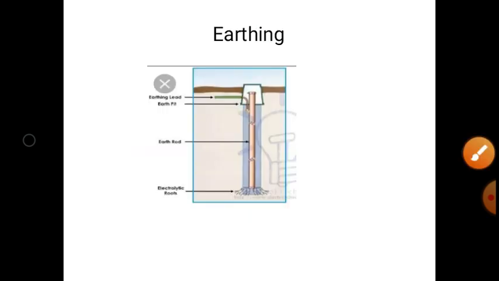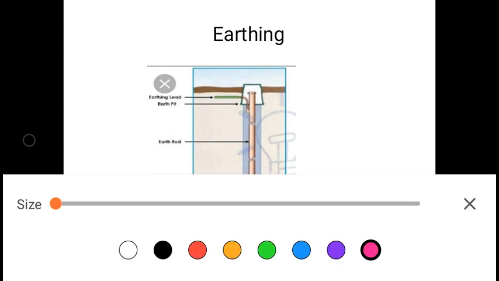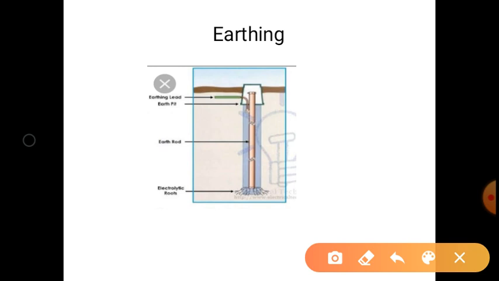So moving to the next concept, it is earthing. All of you might know the meaning of earthing or grounding. The meaning of earthing is connecting the metal body of an appliance to the earth through a low resistance wire. It is called earthing. So why do we use a low resistance wire in the case of earthing?